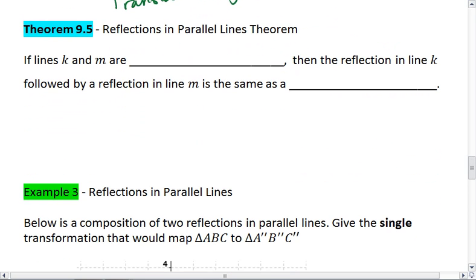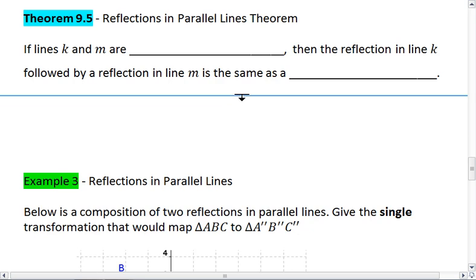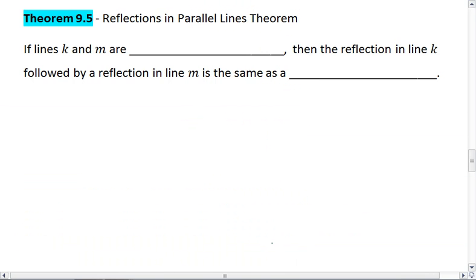The next theorem is a little bit trickier, so I want you to really take a moment to understand this. Theorem 9.5 is the reflections in parallel lines theorem. It tells us if lines K and M are parallel. So we're going to construct two parallel lines here.